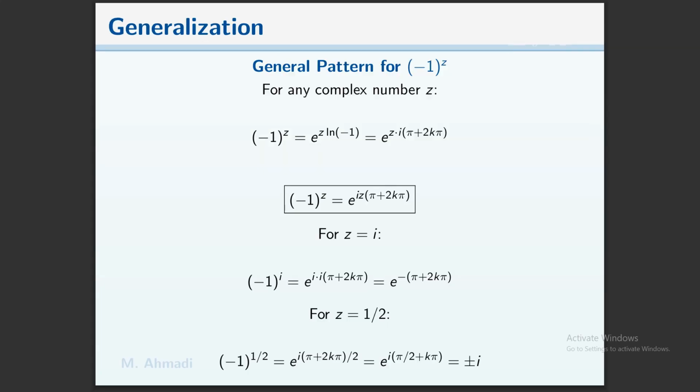And also for z equals 1/2, we have (-1)^(1/2) equals e^(i(π + 2kπ)/2), which equals e^(iπ/2 + kπ), equal to plus or minus i.